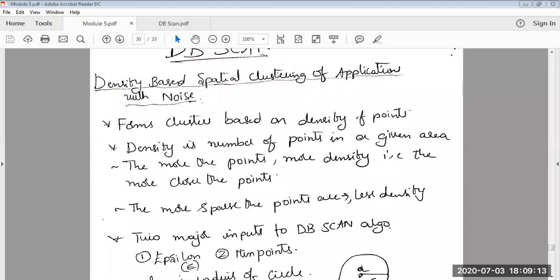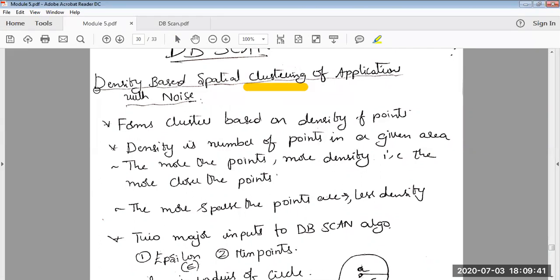So in today's session, we will be discussing the DBSCAN algorithm. DBSCAN stands for density-based spatial clustering of applications with noise. As the name indicates, this is the algorithm which will create clusters, because you can see the term clustering here. So this algorithm is responsible for creating clusters from the available group of points.